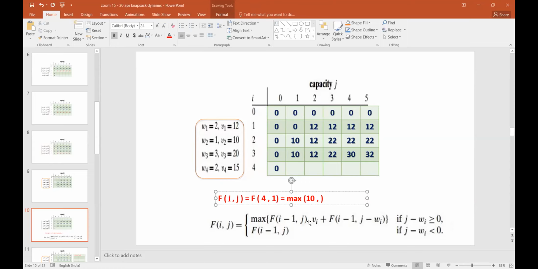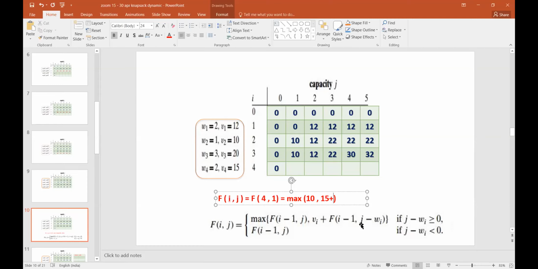Next, plus vi. What do you mean by v? This is the value. i is 4. So vi means the value of the fourth object. The value means nothing but profit. What is the profit? It is 15. 15 plus, as it is, f of i minus 1, which is 4 minus 1, this is 3.